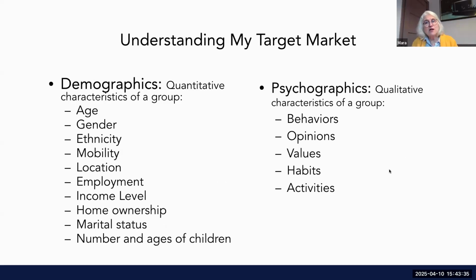So I also want to talk about, if you're trying to figure out your target market, and this is harder for startup businesses. People already in businesses have kind of figured this out already, but there's demographic information about them, that's quantitative characteristics: their age, ethnicity, income, marital status, number and ages of kids. Some of this may or may not be important to you depending upon what your business is and who your customers are. And then there's the psychographic information about them, qualitative information about them.